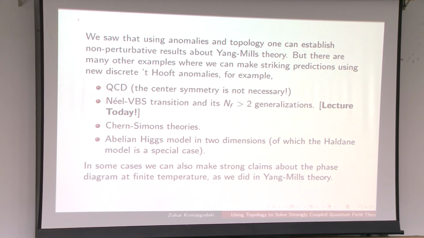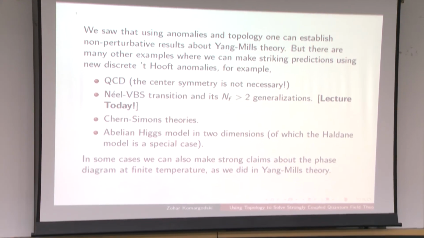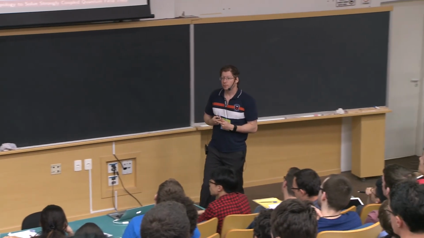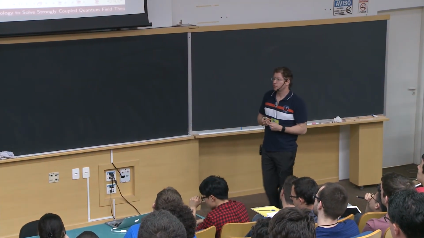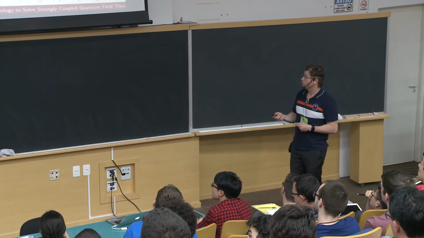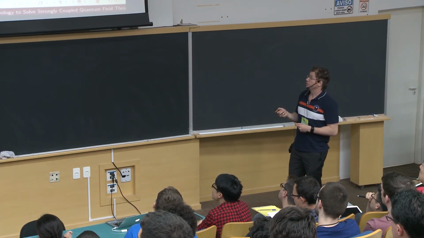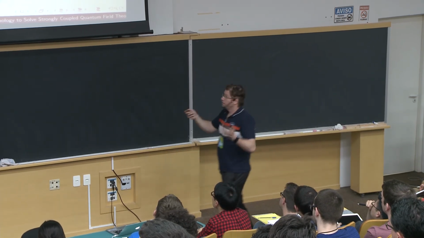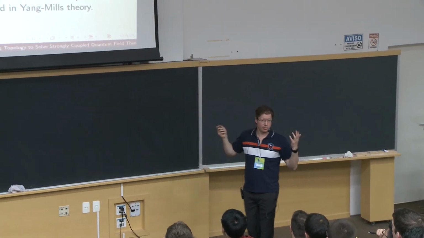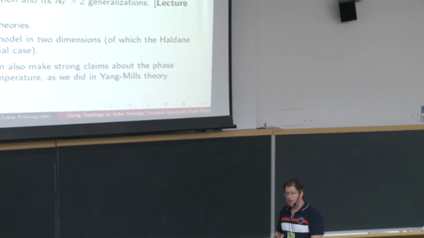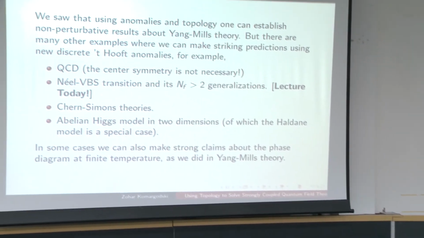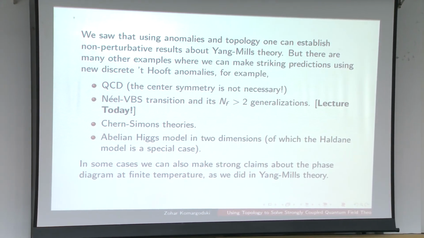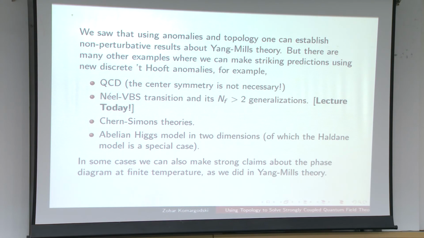So the phenomenon of having such discrete anomalies that allow you to prove exact results about finite temperature or zero temperature, quantum phase transitions, non-trivial ground states seems to be extremely common. There are many, many examples where these ideas can be used. So in all of these cases, one can make strong non-perturbative claims about the ground state, not relying on lattice Monte Carlo. It's just an exact claim that is powered by the topology of the field space. And today I'll present another such example, which is very interesting.